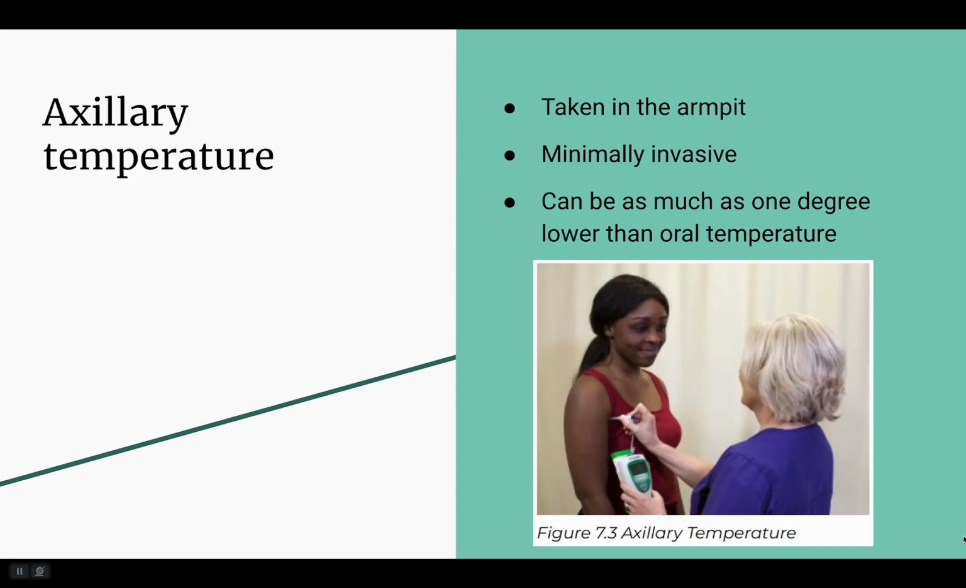Axillary temperature is taken in the armpit. The axillary method is a minimally invasive way to measure temperature and is commonly used in children or in adults with impaired cognition who may not tolerate oral or tympanic routes. It uses the same electronic device as an oral thermometer, with blue coloring, but the probe is placed in the armpit. The axillary temperature can be as much as 1 degree lower than the oral temperature. See the image of a nursing assistant taking an axillary temperature.